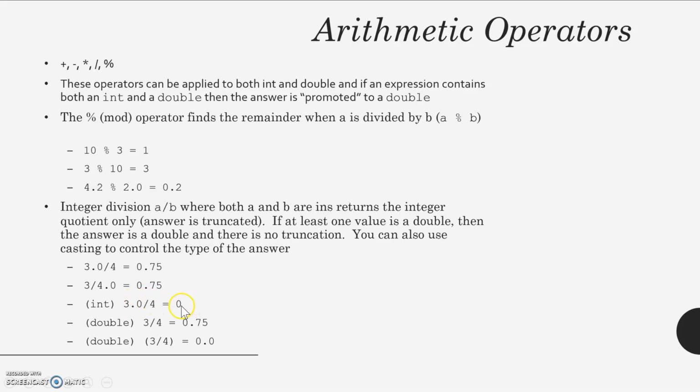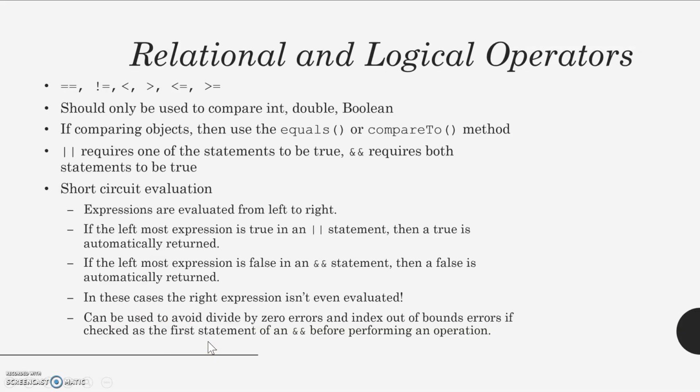Integers divided by integers give you integers. In this example, the double means that this 3 is going to be converted to a 3.0. A decimal is included, so you get a decimal answer. In this situation, this first acts as integer division. 3 divided by 4 gives you an answer of 0. Converting 0 to a double is just adding another .0 at the end.